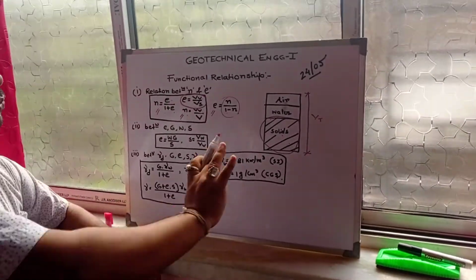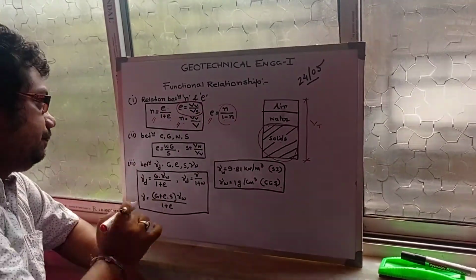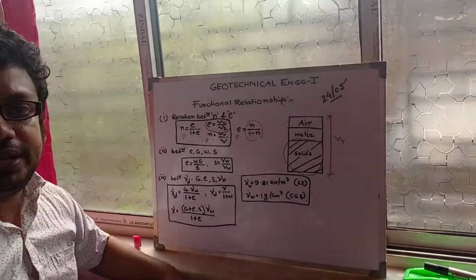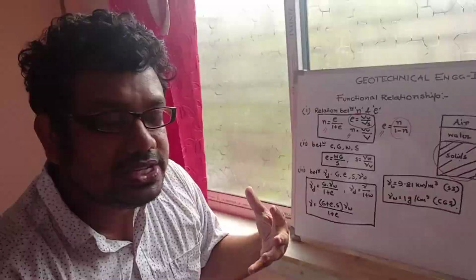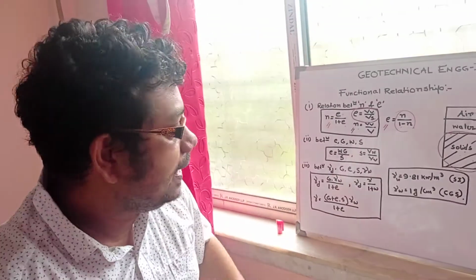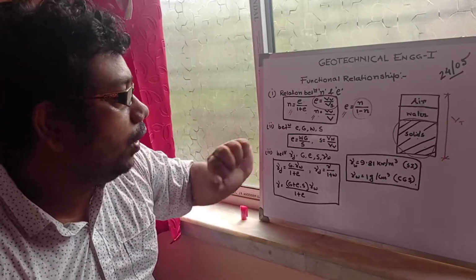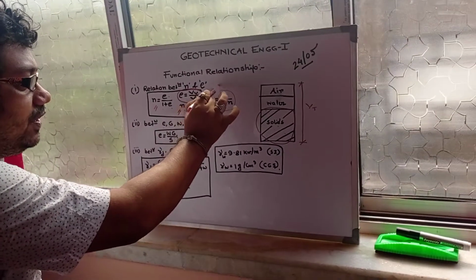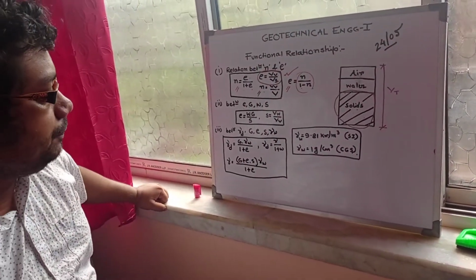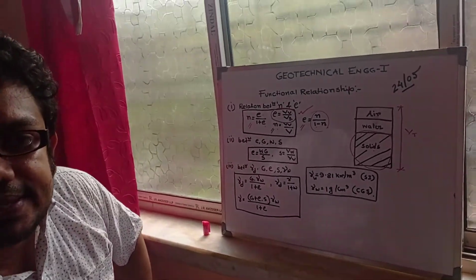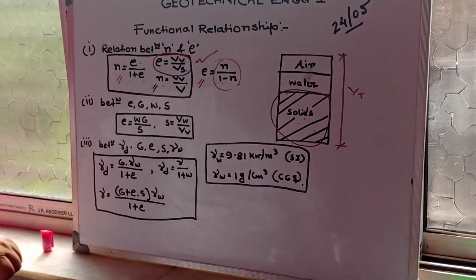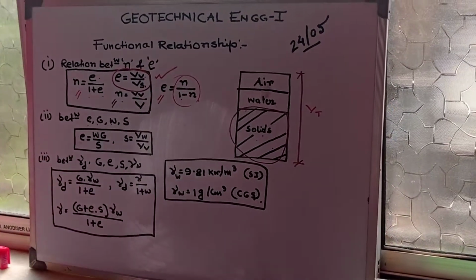Next, you understood this. Next, the relationship between e, G, w, s. Let me explain what e, G, w and s are. You know that e is the void ratio, the volume of voids divided by the volume of solids. G is the specific gravity of the soil. w is the water content.